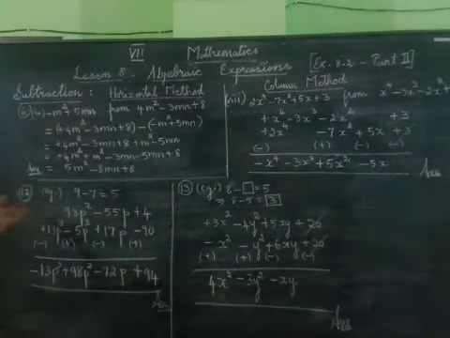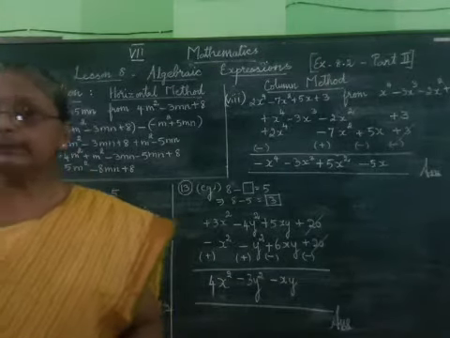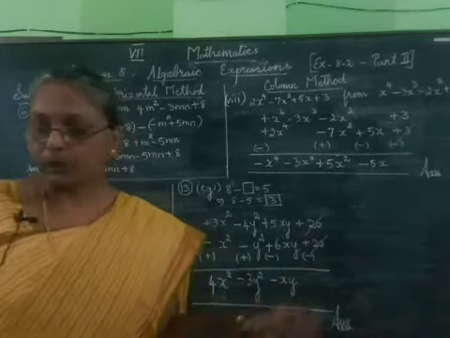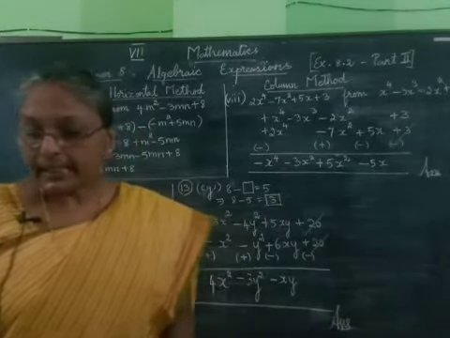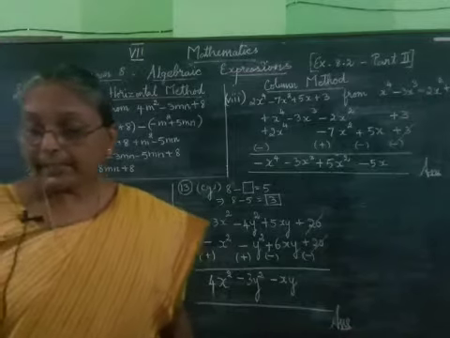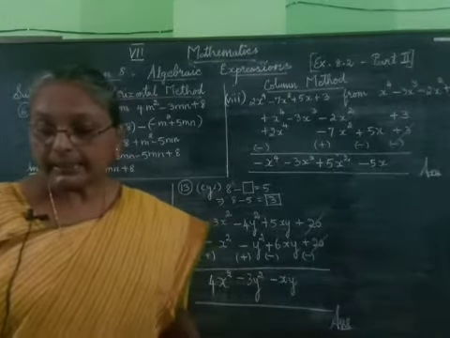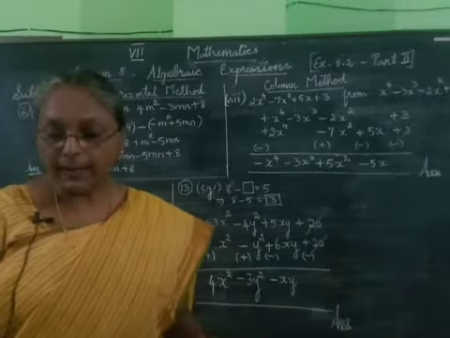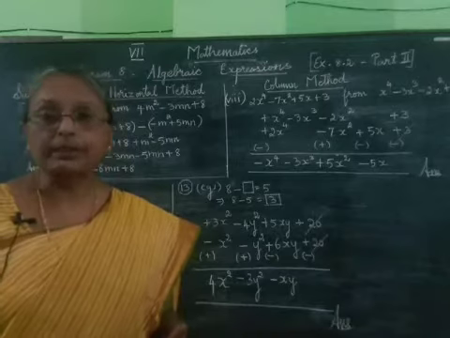Now we will see the 12th sum. Let me read the sum for you. You follow the sum from your textbook. How much does 93p square minus 55p plus 4 exceed 13p cube minus 5p square plus 17p minus 90?